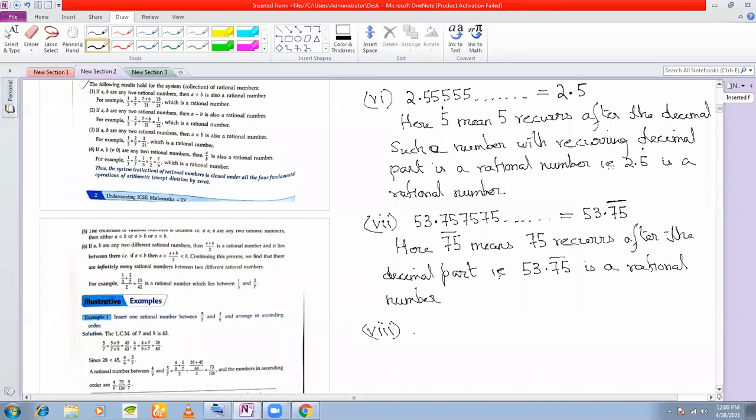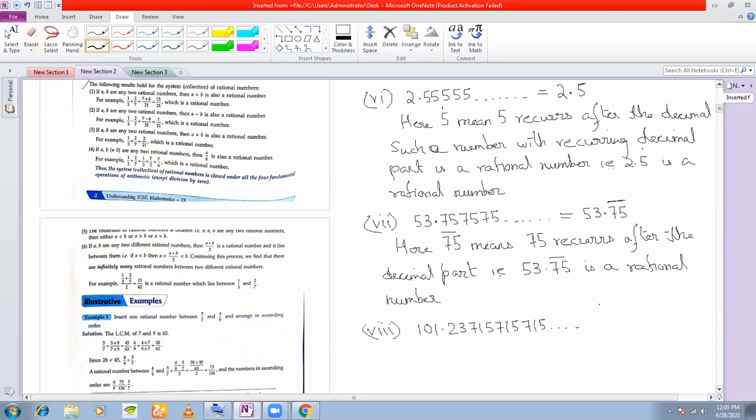Example number 8. Let us say that you have a number like 101.23715 and you have a bar above 715. Let's write this in the normal way first. Only this 715 recurs. See that this 2 3 part does not recur. So you have two digits that do not recur after the decimal, otherwise all the other digits 715 recur.